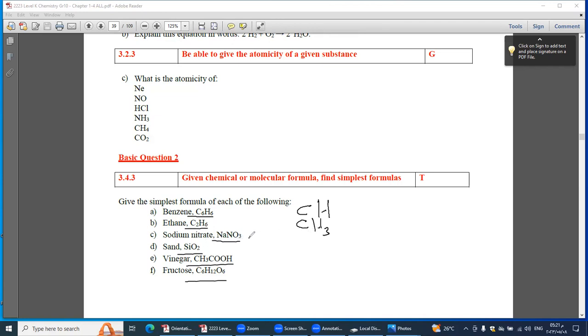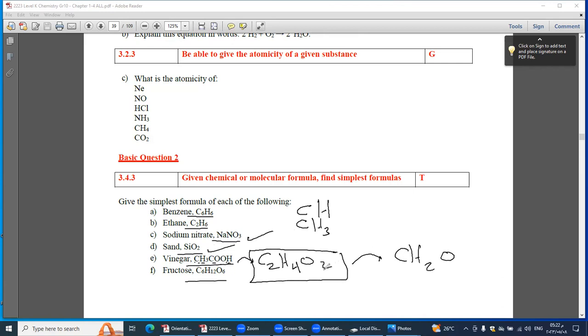NaNO3 stays as it is. SiO2 stays as it is. CH3COOH, you must write it in the molecular formula. How many carbons? 2. How many hydrogen? 4. How many oxygen? 2. So this is the molecular formula. Simplify, so it will be CH2O.